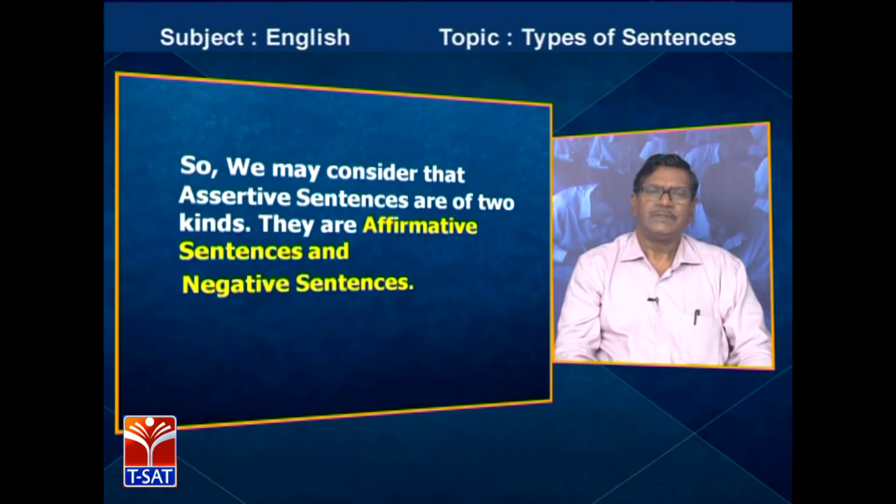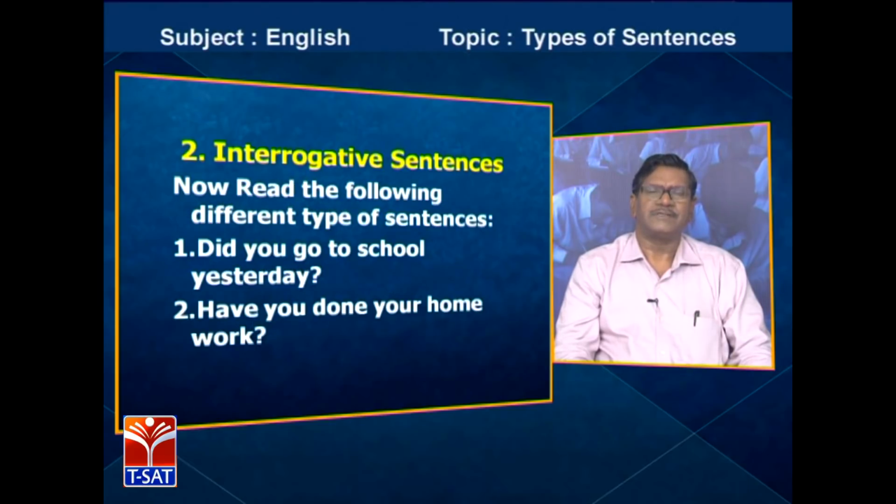So, two kinds of sentences are there in assertive sentences. Okay? And now we move on to next variety of sentences, interrogative sentences. What is interrogative? Interrogation. It's nothing but questioning, questions. Questions are called interrogative sentences.